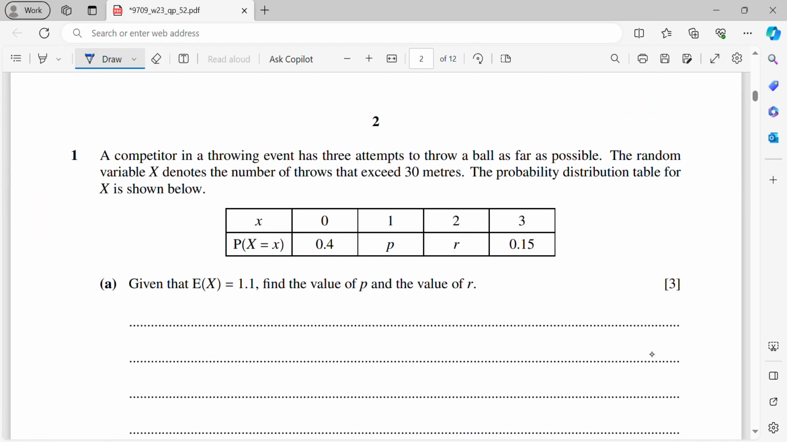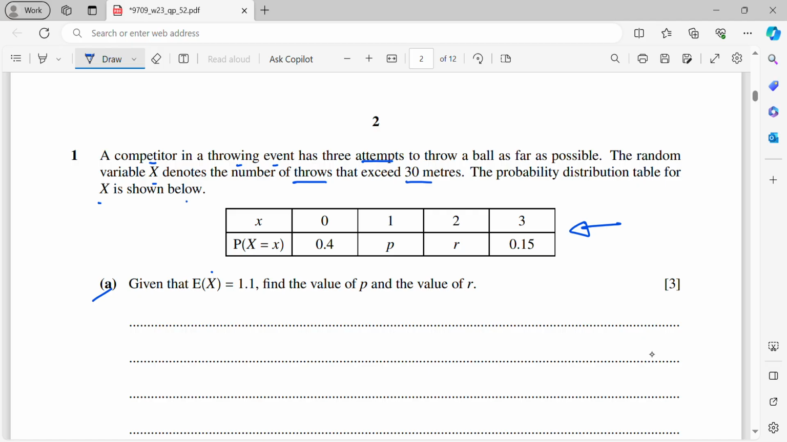For question number 1, a competitor in a throwing event has 3 attempts to throw a ball as far as possible. The random variable X denotes the number of throws that exceed 30 meters. The probability distribution table for X is shown below. Now part A, given that E(X) equals 1.1, where E(X) is the expected value of X, find the value of P and the value of R.